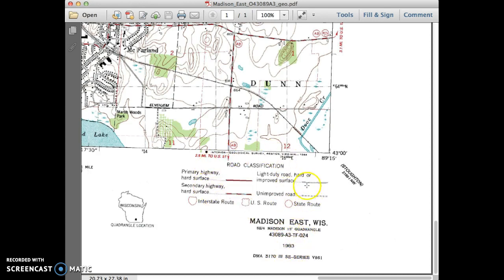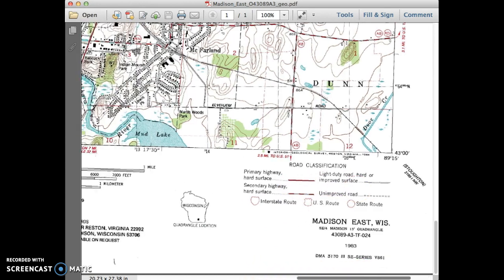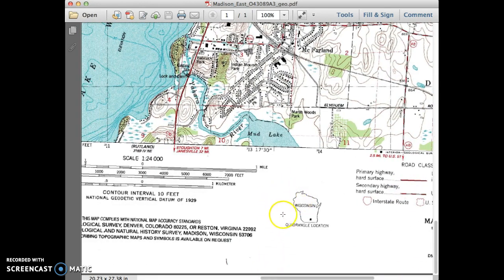Up above this, we have a key that tells us what some of the colors that we're looking at represent on the map. Mostly we can see what the roads are, so different types of roads, where the interstates are. If we move a little bit over here towards the left, we have a reference map that shows the state of Wisconsin with a black dot that shows us where this quadrangle is located. So that's your little reference map. Okay.